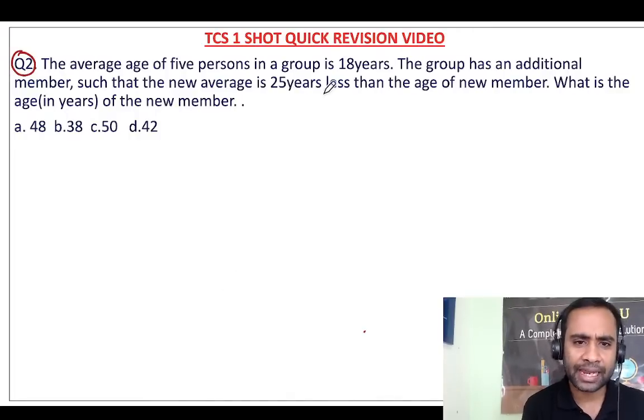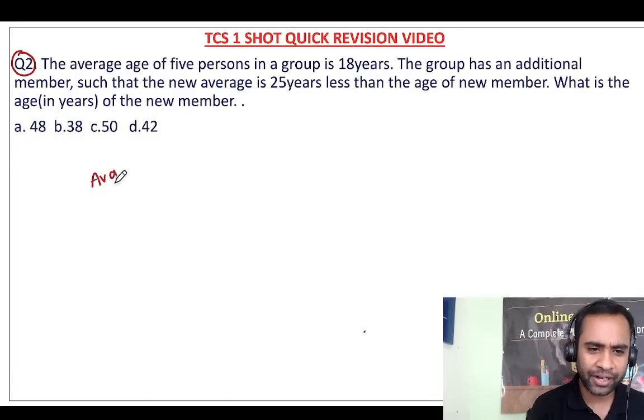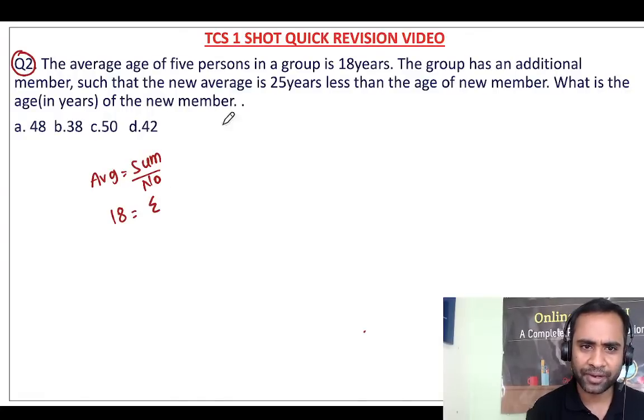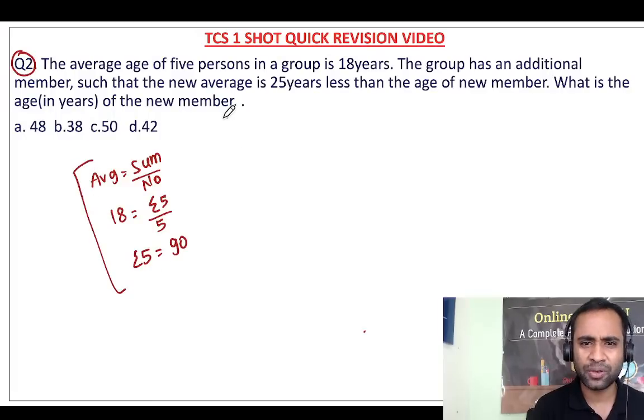Now, the average age of 5 persons in a group is 18 years. So, average is equal to sum divided by number. The average they have given is 18, the sum we don't know, right? So the sum divided by 5 is 18. That means the total age is nothing but 90. You don't have to write all those things. You can directly write the total sum of ages will be 18 into 5, 90. Okay.